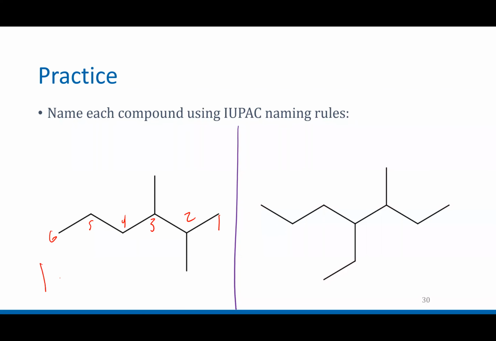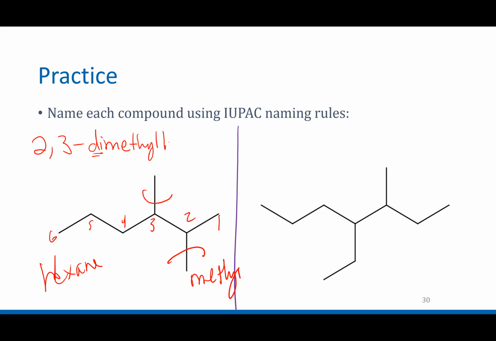All right. So I know this is hexane. On the second and third carbons, I have the same functional group, methyl. So if you guys did this and you said 2,3-methylhexane, all one word, you are correct.